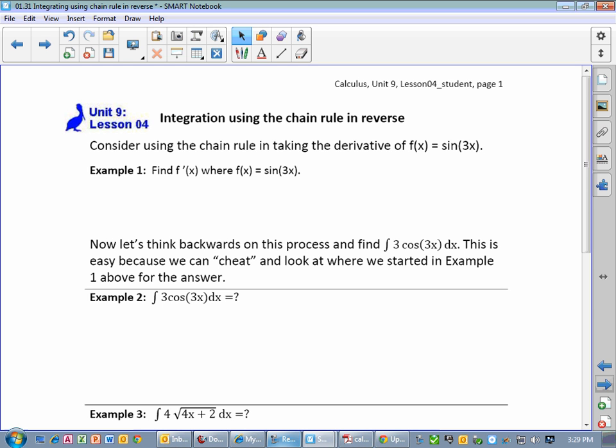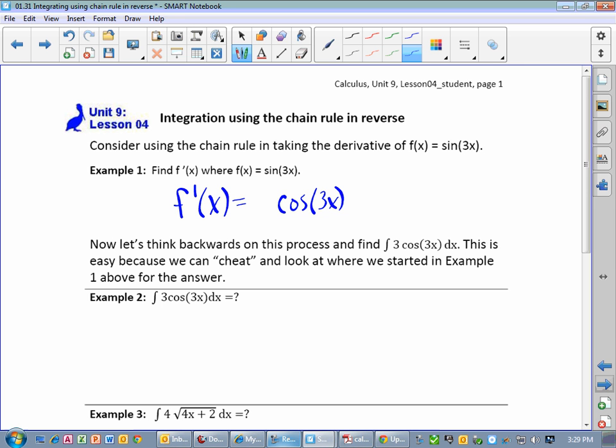So it says, consider using the chain rule and taking the derivative of f of x equals sine of 3x. So what is the derivative of sine of 3x? Well, we say the derivative of sine of the something is cosine of that thing, and we multiply by the derivative of the inside, right? So we have 3 times cosine 3x.